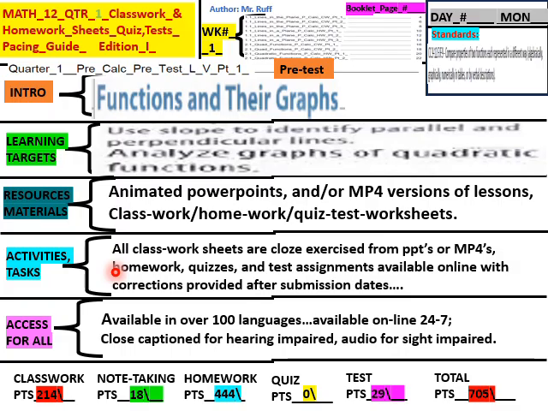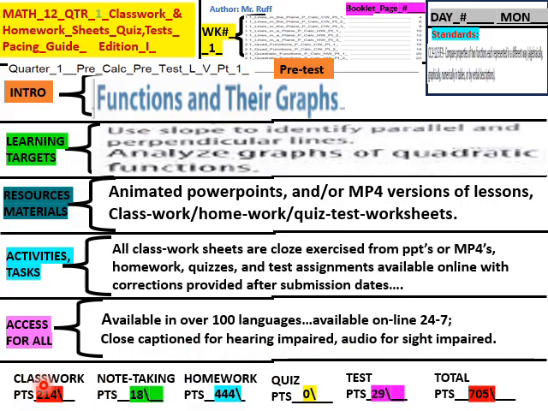Activities and tasks: all classwork sheets are closed exercises, meaning you have to fill in the blanks of the lesson sheets from PowerPoints or videos. Homework, quizzes, tests, assignments are available online with corrections provided after the submission date, so you get all corrections and explanations. And then access for all. Available in over 100 languages, available online 24/7, closed caption for hearing impaired, audio for sight impaired.